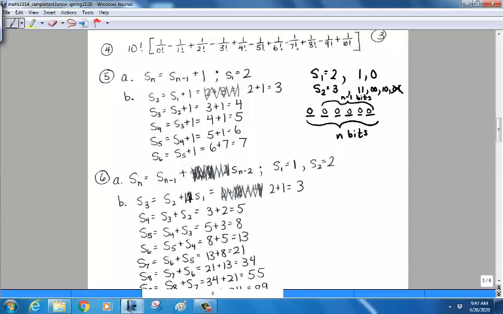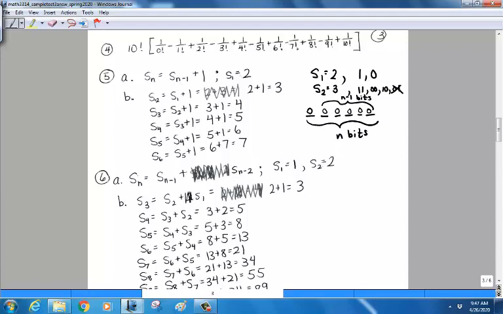This string of all zeros. So there's the recurrence relation. S sub n is S sub n minus 1 plus 1. And with our initial condition, we know that S sub 1 is 2.